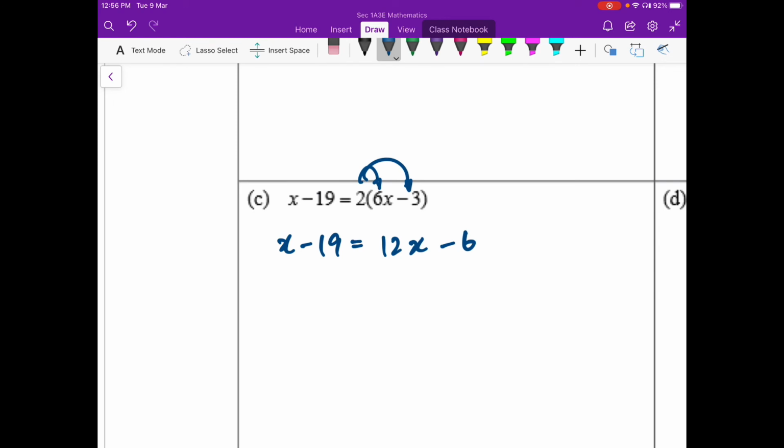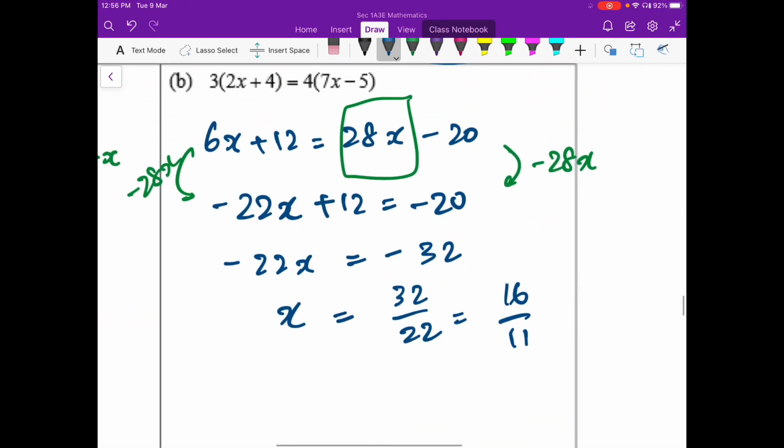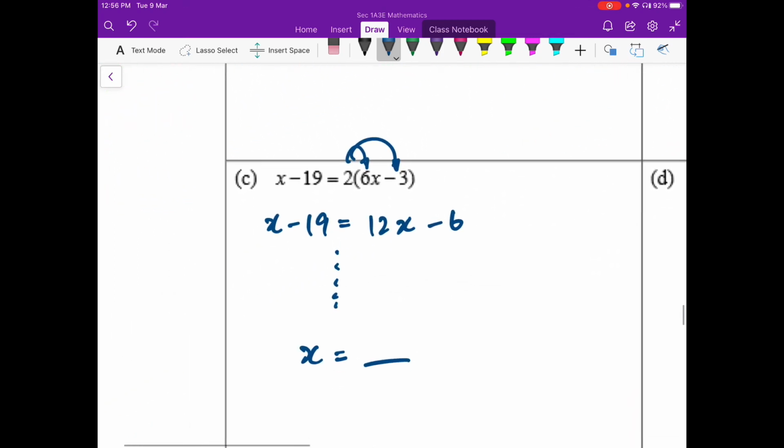Again, you probably would want the x to be on the left hand side, because at the end of the day, we are supposed to have x equals to something. But as you can see in the previous example, if we were to subtract 28x on both sides, thereby keeping all the x terms on the left hand side, we are going to end up with a negative x term, which we sometimes would rather not have. So the alternative is that we subtract x on both sides. Let's see what happens.